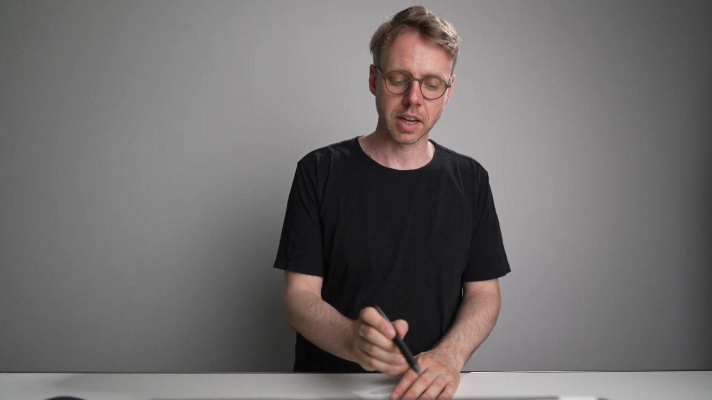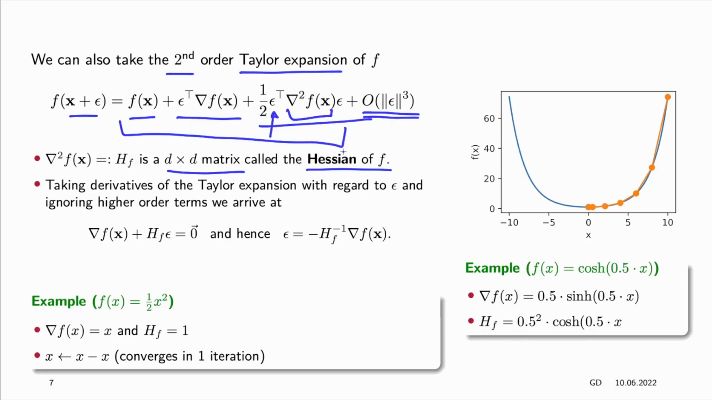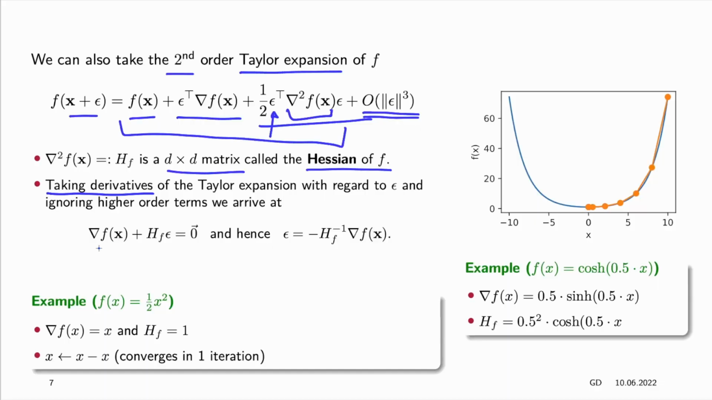It's a function that we can minimize in closed form, similar to what we have done with linear regression. So how do we minimize this? Well, we can take the derivatives of this Taylor expansion, or actually we can compute the gradient of this function. So the gradient, this is the gradient of f Taylor, and set that to 0.